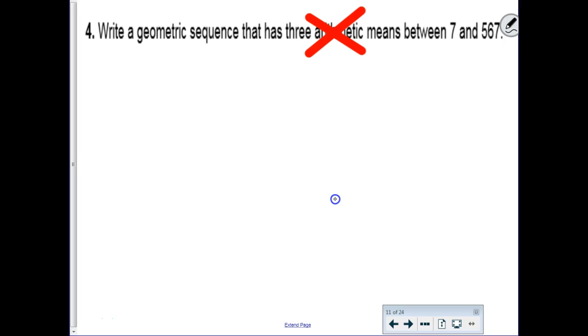So here's one of those geometric mean problems, and there's a big typo in the middle of it. It says arithmetic means. A geometric sequence would not have an arithmetic mean. So this was supposed to say the geometric mean. And there's 3 of them between 7 and 567. So that means there's 3 missing terms.